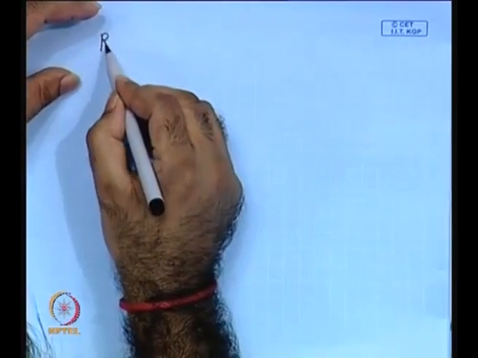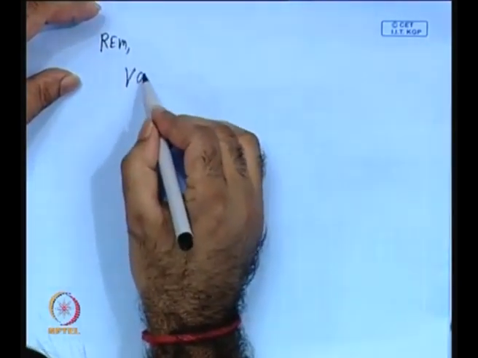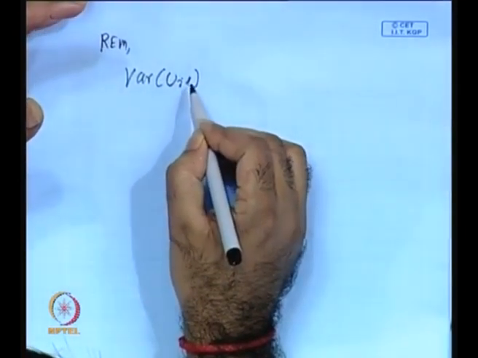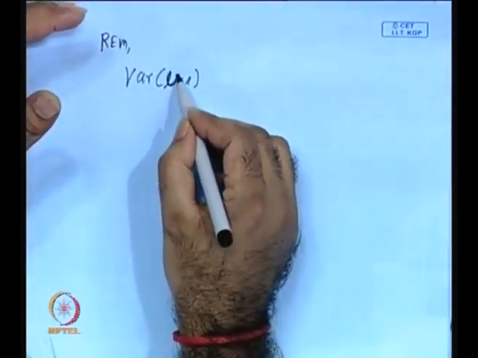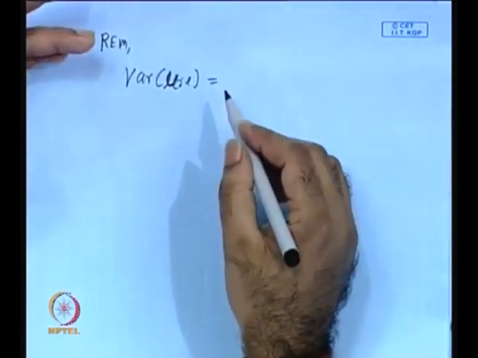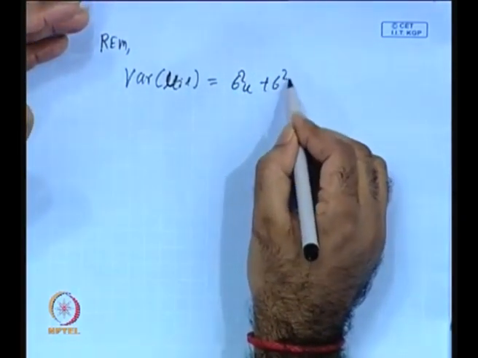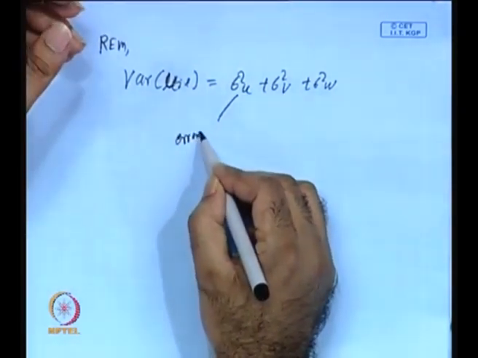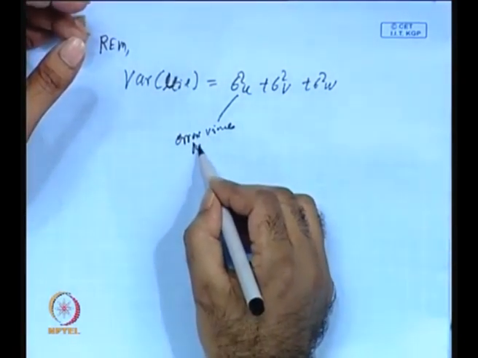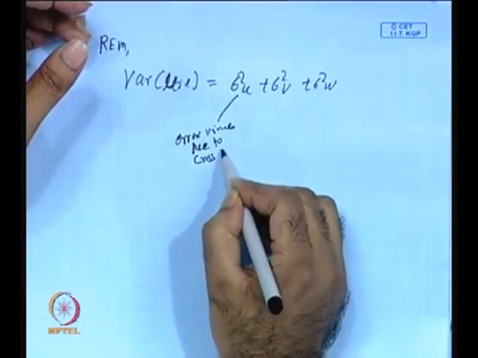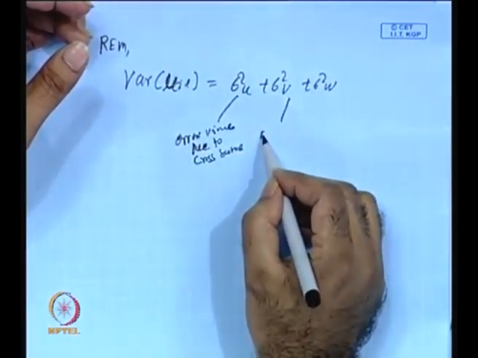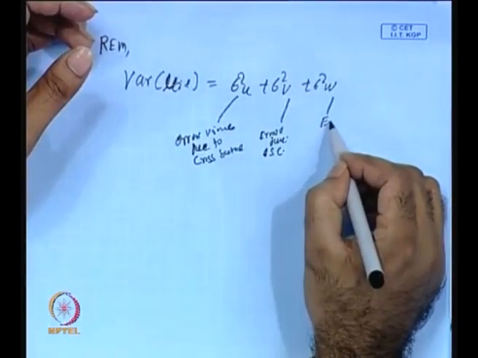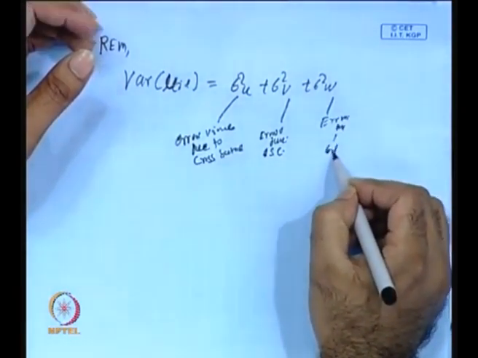For this particular random effect model, we are very keen on the total variation of the error terms. This is the variation of the error term, not u_it, this is mu_it. The total error variance is equal to sigma square u plus sigma square v plus sigma square w. This is the error variance due to the cross sectional component, this is the error variance due to the time series component, and this is the error variance due to both.